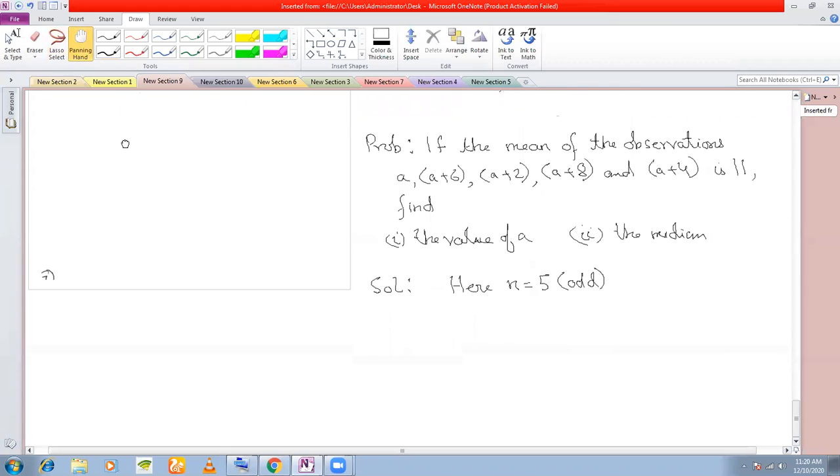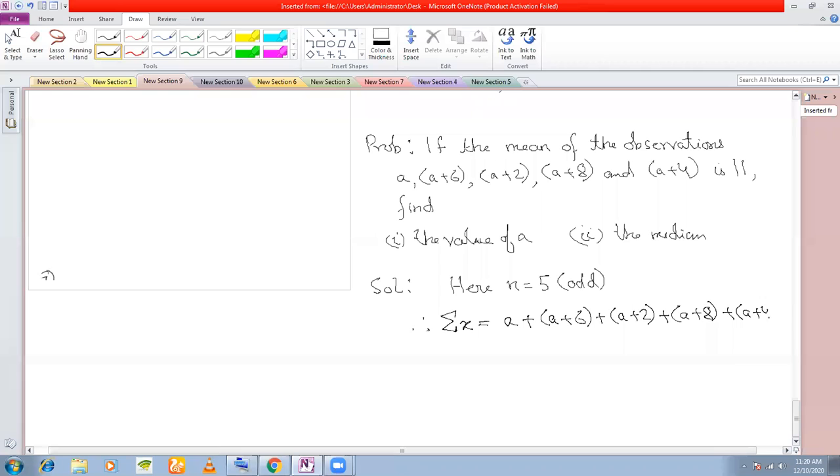So first of all, what is given here? The mean is given to be 11. Therefore, what is summation x? Summation x is the sum of the observations. So you add the observations a, a plus 6, a plus 2, a plus 8, and a plus 4. This comes to 5a, and this comes to 20.